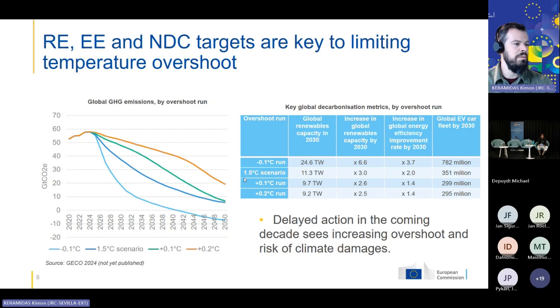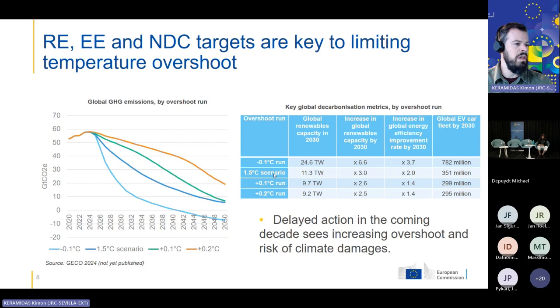And we have run sensitivities wherein we have forced the model to decrease its emissions further, to decrease the overshoot by 0.1 degrees, or relax the constraint in order to have the overshoot increase by 0.1 and 0.2 degrees. And what does that tell us for the key renewable and energy efficiency targets that were announced at COP28? Well, you might remember there is an 11 terawatt renewable capacity deployment and a multiplication by 2 of energy efficiency rate of improvement in this COP28 pledge, which is indeed compatible with our central 1.5 degree scenario.